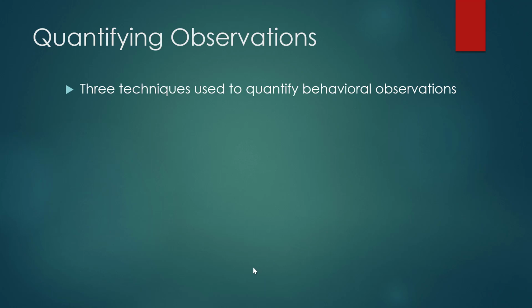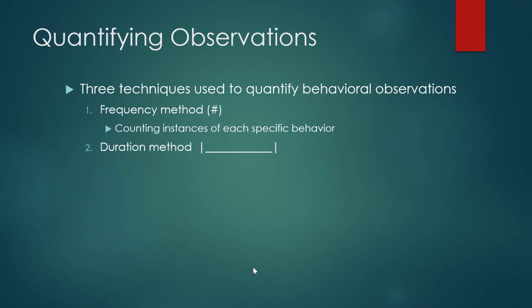So there are three techniques used to quantify the behavioral observations. The first is the frequency method. That's just sitting there in that observational setting and counting the number of times a person engages in a specific behavior. For example, how many times does a child speak to an adult in a social interaction? That would be counting the number of times the child is doing a certain behavior.